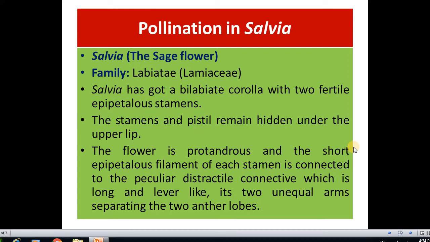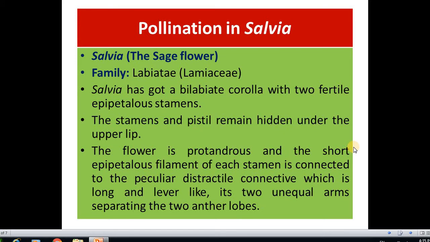Salvia is also known as the sage flower. It is of family Labiatae, which is also known as Lamiaceae now according to the new nomenclature system. Salvia has a bilabiate corolla. That means the flower has a corolla with two lips, with two fertile epipetalous stamens.